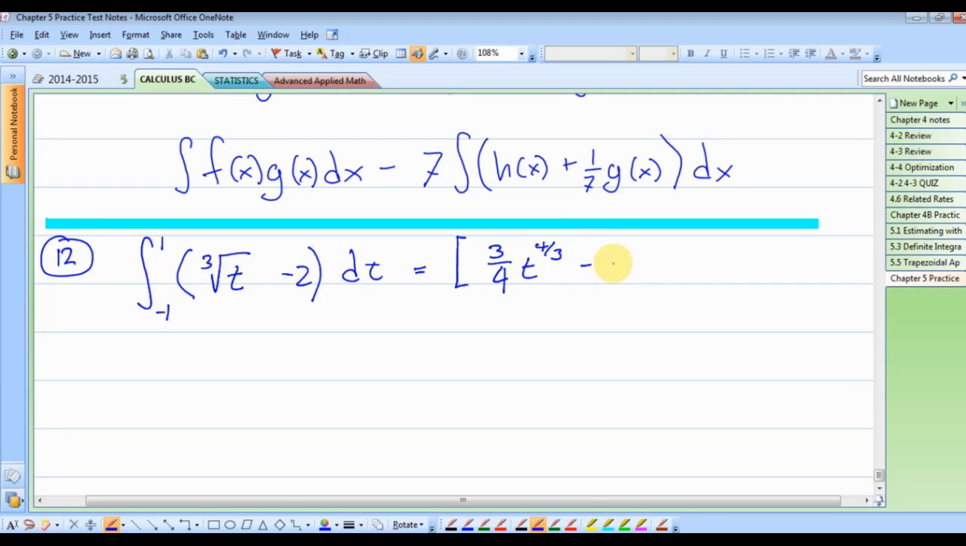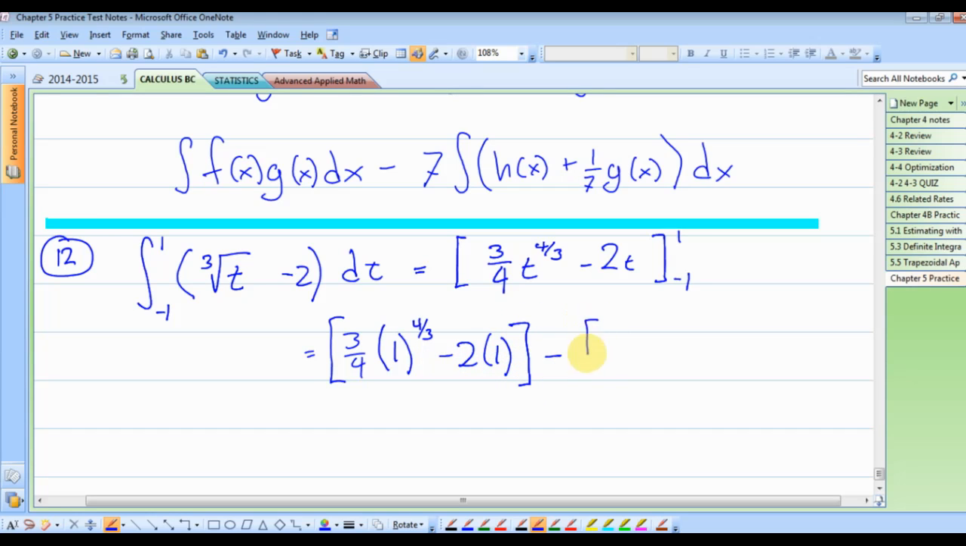What is the antiderivative of 2? Negative 1 to 1. Good. That's equal to 3/4 of 1 to the 4/3 minus 2 times 1, minus 3/4 negative 1 to the 4/3. Ooh, that's going to drive you crazy, right? Minus 2 times negative 1.